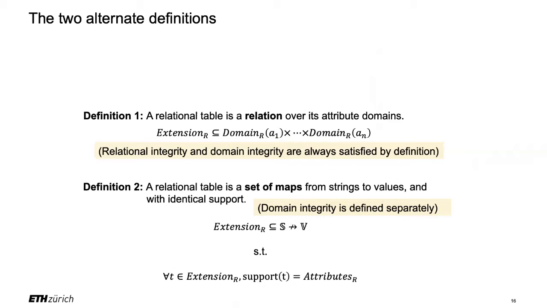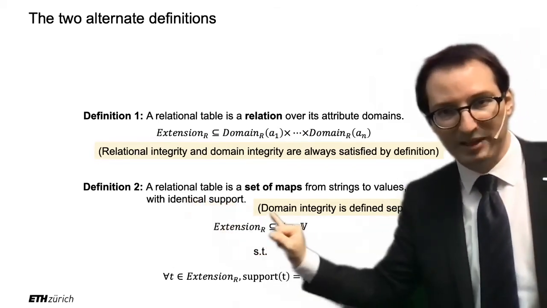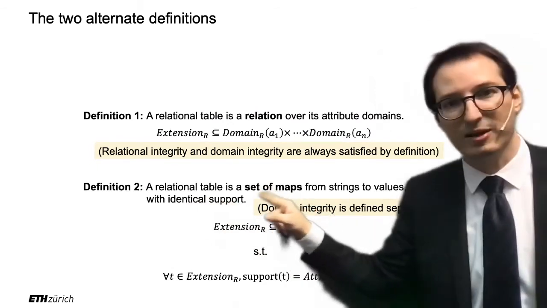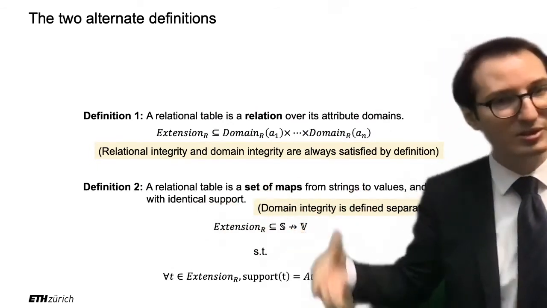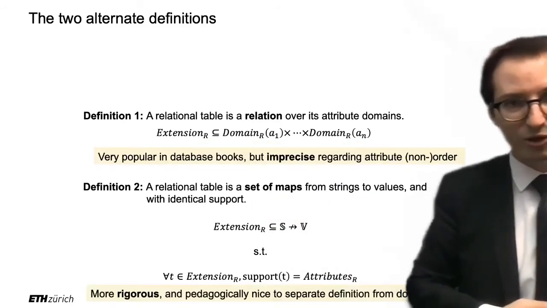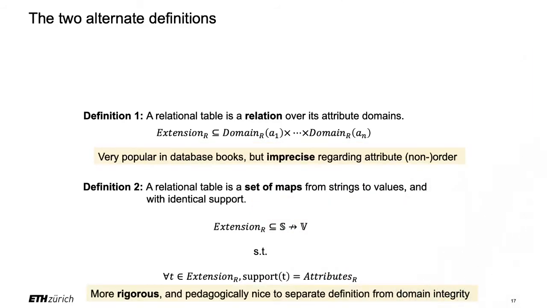In the second definition, you get relational integrity through the constraint of the identical support here, but domain integrity is separate because here I don't say what the domains of the attributes are, right? So this is a separate definition. And furthermore, the first definition is imprecise for all kinds of reasons, and some of you actually noticed, for example, if you define a relational table as a relation over domains, the problem is that it creates an order on the columns, but you do not want an order on the columns in a relational model, right? So it has these sorts of issues.